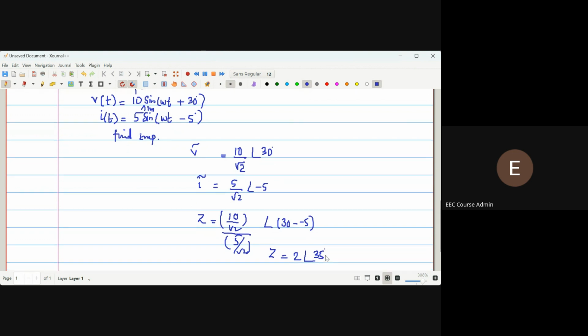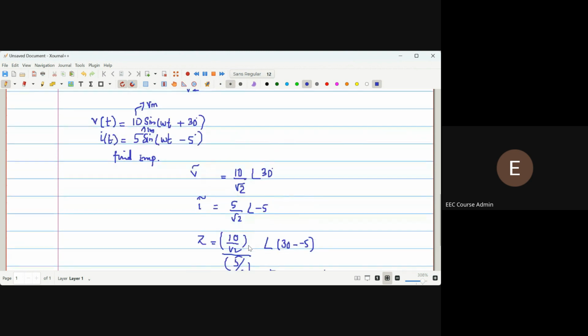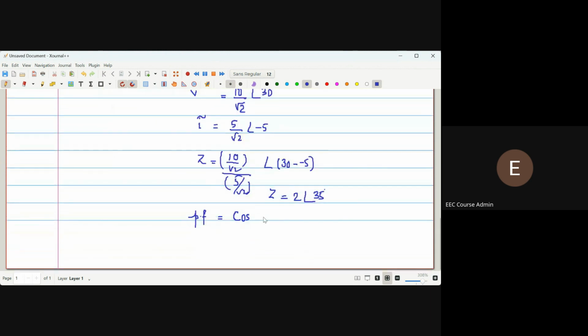And what is the power factor? Cos 35. Because it is the cosine of the angle between the voltage and current. So between voltage and current, the angle is 35, or in other words, it is the angle involved in the impedance. So it will be cos 35.